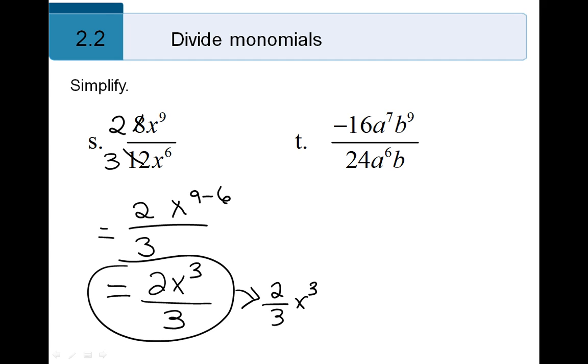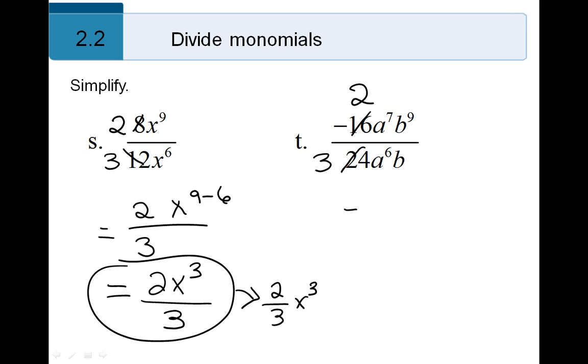We have negative 16a to the 7th b to the 9th divided by 24a to the 6th b. So the greatest common factor of 16 and 24 is 8, so let's divide each of those by 8 to simplify that fraction. 16 divided by 8 is 2. 24 divided by 8 is 3.